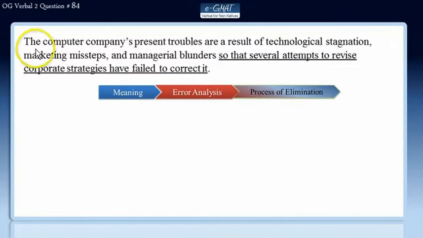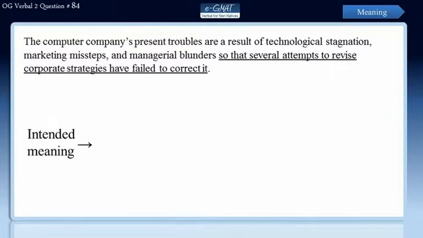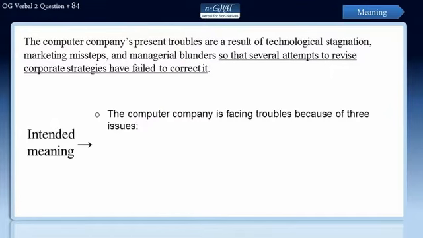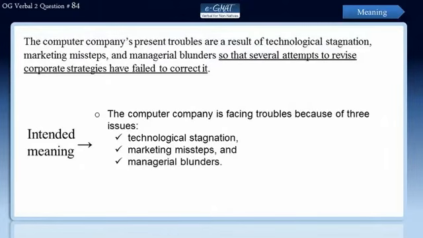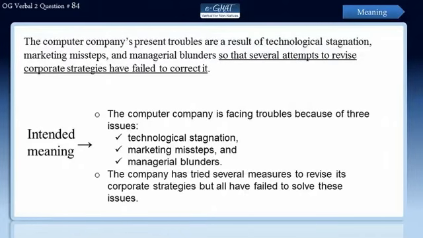So let's begin. The computer company's present troubles are a result of technological stagnation, marketing missteps and managerial blunders, so that several attempts to revise corporate strategies have failed to correct it. Now, let us first infer the intended meaning of the sentence. The sentence is trying to say that the computer company is facing troubles because of three issues: technological stagnation, marketing missteps, and managerial blunders. The company has tried several measures to revise its corporate strategies to take care of these problems, but all have failed to solve these issues.